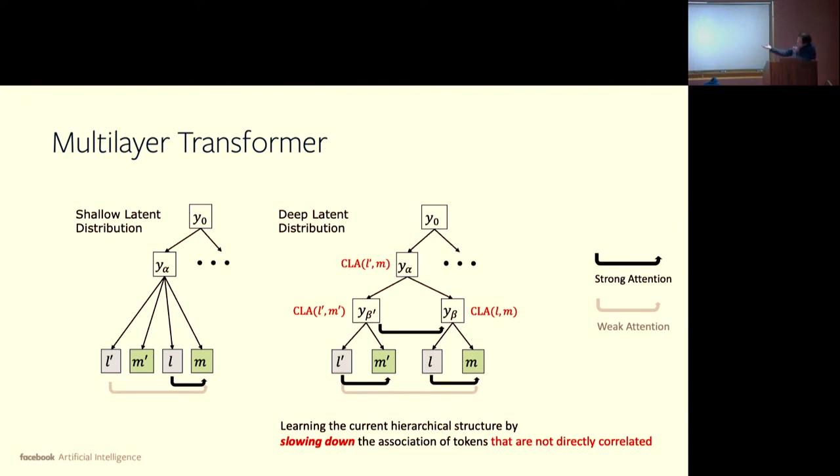On the other hand, if the data is generated by some shallow latent distributions, there are not many hierarchies there. We just have very straightforward distributions. Then what happens to the transformer learning? The transformer will first learn the tokens that occur a lot, M and L, but eventually it will learn a co-occurrence between M and L prime, right? Because these two still have some co-occurrence, but maybe very weak. So basically the same mechanism, which is the attention mechanism, can learn both the deep latent distribution and the shallow latent distribution at the same time without knowing the internal structure of the data.